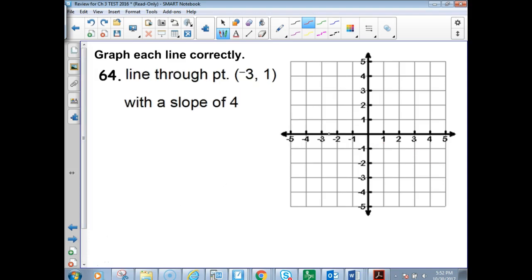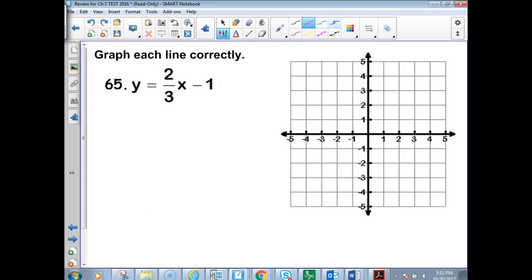Another line at -3, 1 is our starting spot with a slope of 4. A slope of 4 would mean up 4 and right 1. So I go up 1, 2, 3, 4, right 1. I can't do that again, so I can reverse it. So I can go down 1, 2, 3, 4, left 1, and they're lined up. Make a line. Oops, that wasn't very good. Bam. Kind of got it.